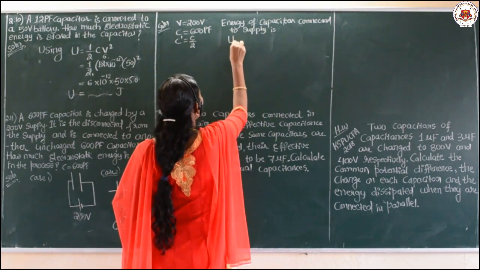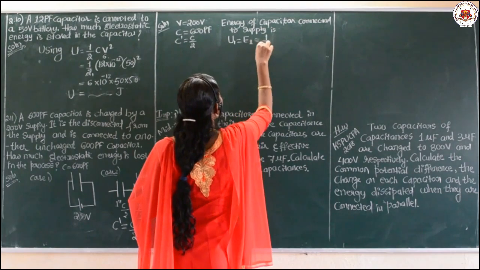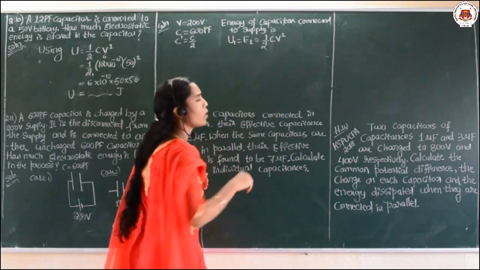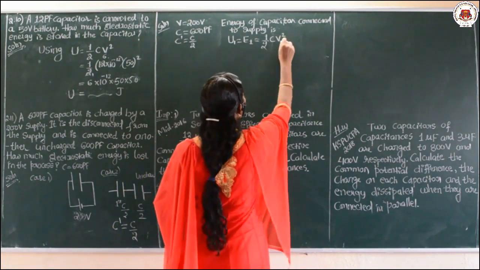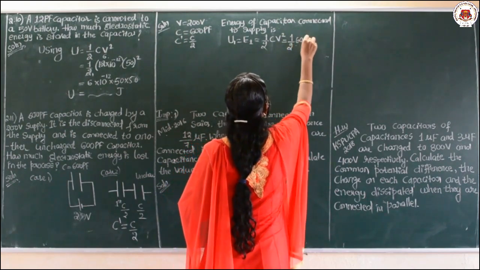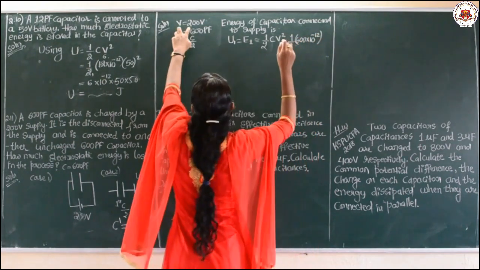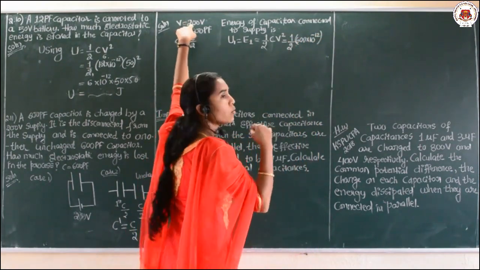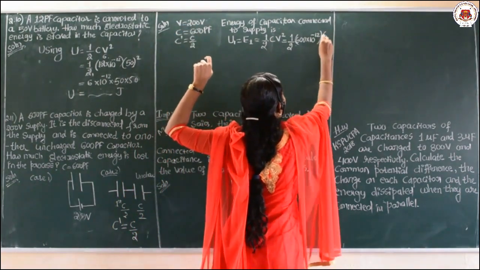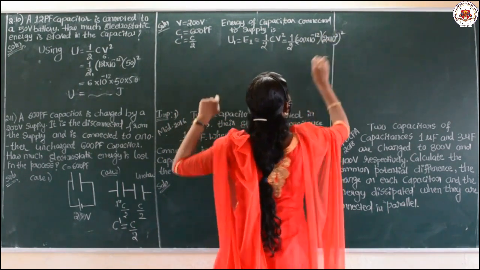I can take either U1 or, in some textbooks, it is given as E1, no problem. Then what is the energy stored in the capacitor? 1 by 2 CV square, you have this formula, am I right? Then using this, 1 by 2, C means 600, pico means 10 raised to minus 12, V means it is given 200. 200 you can write as 2 into 10 raised to 2 also. Therefore, I can use here 2 into 10 raised to 2 whole square.